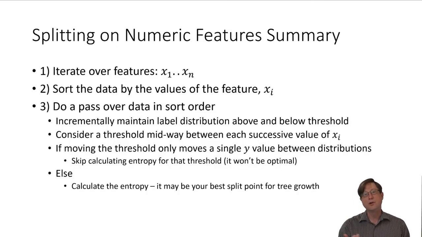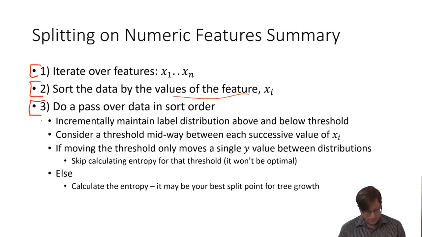And now a summary for how to deal with numeric features. Remember, you can have a mix of numeric and categorical and binary features. They can all be jumbled together. But as you're iterating over your features and trying out different tests to see which is the best, when you hit a numeric feature, what you do is you sort all of your data by the value of that feature. So you have to do a complete sort to keep everything together, because if you split, you're going to need things sorted.